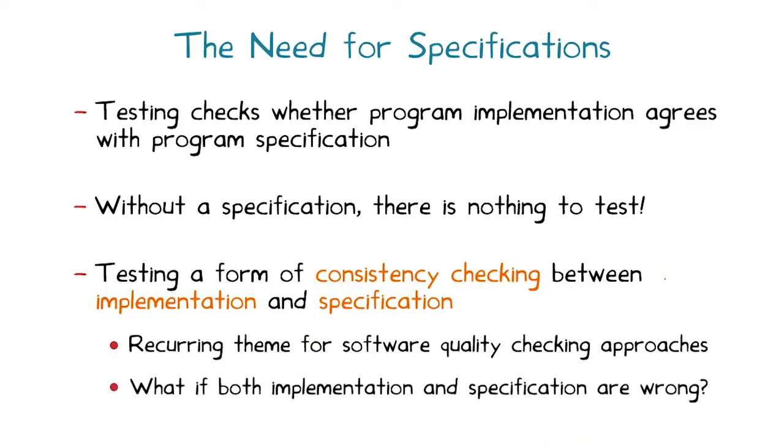This points to a potential shortcoming of all these approaches, including testing. Both the implementation and the specification could be wrong, and these approaches would not be able to notice the problem, as they would declare the two to be consistent. This leads us to our second observation.